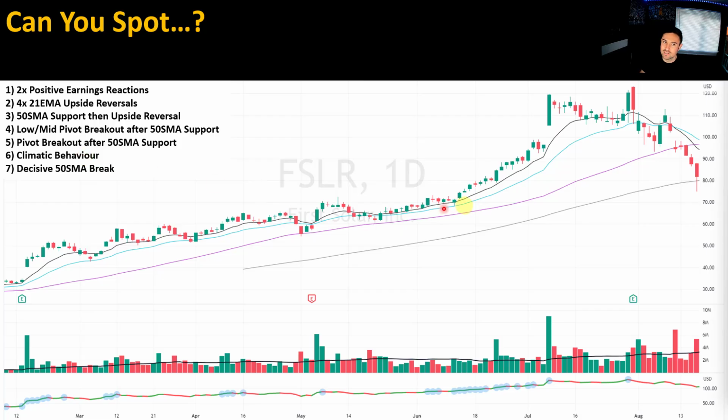Oh, and look at this. First Solar was a model book stock. What if you went up here when you're like, well, this is stupidly extended? Lower the day, lower the day. Interesting. And then can you spot the decisive break of the 50? 3, 2, 1. I counted the wrong way. 3, 2, 1. Here we go.